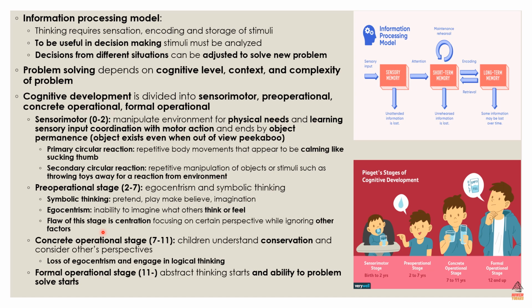Egocentrism is the inability to imagine what others think or feel. So let's say a kid at this age is playing with a toy, and there's another kid who really wants to try it. The kid playing with the toy won't have the ability to imagine what the other kid feels. They don't understand their feelings, that they're sad, that they want to play with them, unless he approaches them. They don't have the cognitive development to have that. So a flaw of this stage is centration.